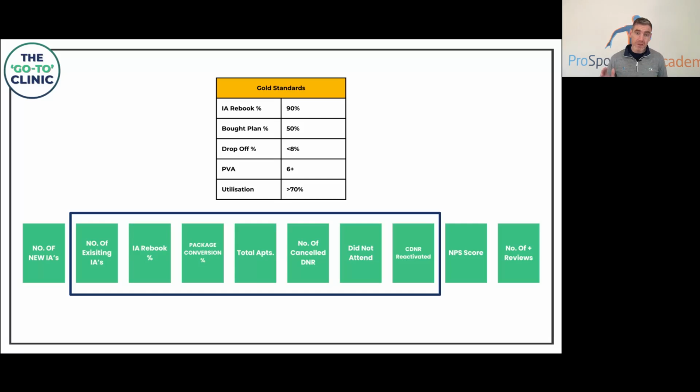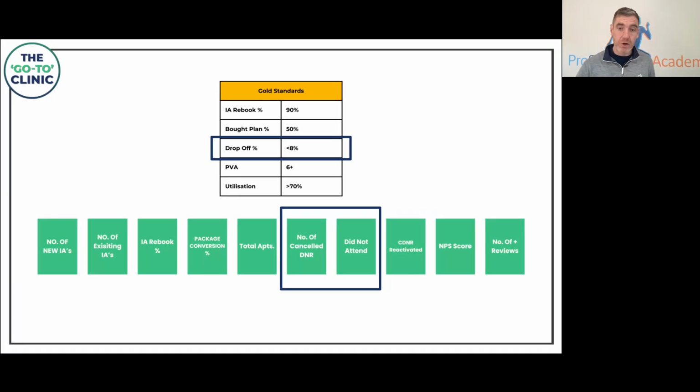So it's a number along the customer journey or the patient journey. And this number, as I said, there's a few key things that we want to get right. As always with our head physio dashboard, which is the combination of our IA rebook, package conversions, drop-offs, patient visit average, and our utilization, there's going to be some key things that are happening or not happening that's ultimately resulting in these outputs, which are these numbers.